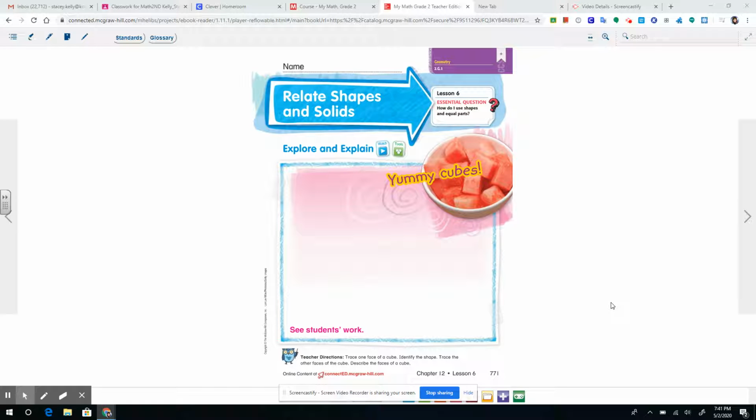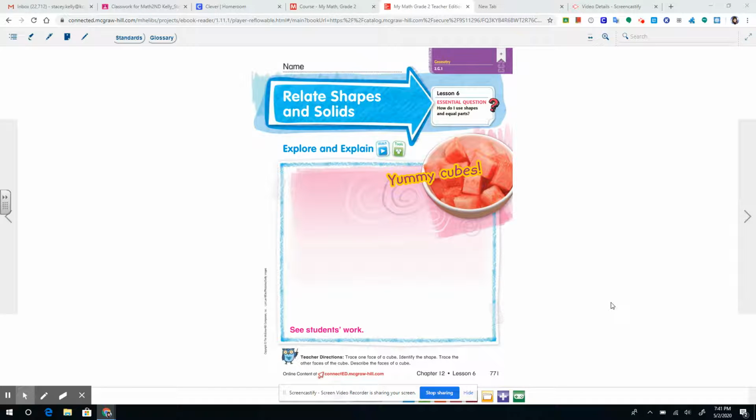We're on chapter 12, lesson 6, and we are going to continue to work on our 3D shapes, relating shapes and solids. So if we take a 3D shape, we should be able to look at the flat sides, which are called the faces, and figure out what actual 2D shape the face is. So the first part says, trace one face of a cube, identify the shape, trace the other faces of the cube, describe the faces of the cube.